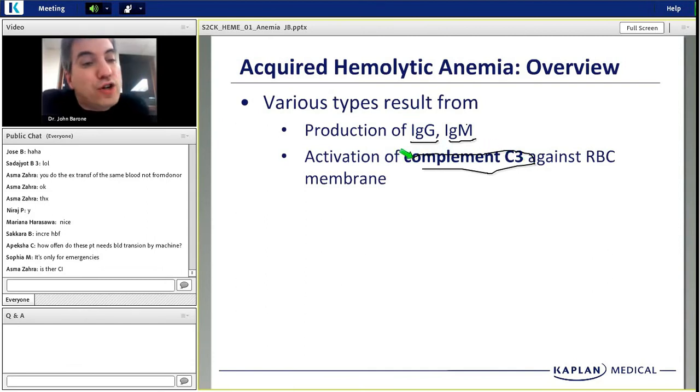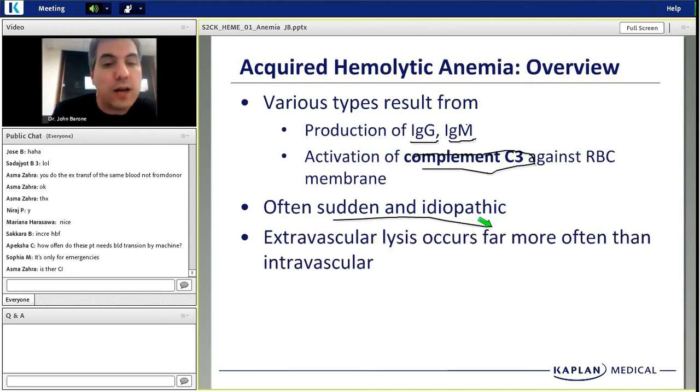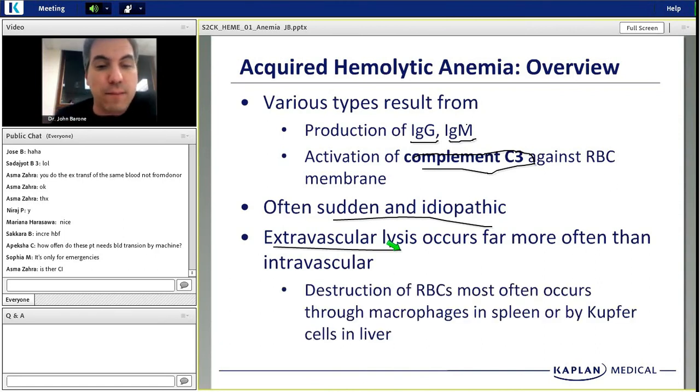C3b. Now, that usually gets cleared in the liver, by the way. C3 usually gets cleared in the liver. IgGs usually get cleared by the spleen. All right, now, when you have acquired hemolysis, it's usually sudden and idiopathic. We don't know why you get autoimmune. Now, it tends to be mostly extravascular. It's usually liver and spleen. That's where things get destroyed when they're coated with antibodies and C3. Again, it's macrophages in the spleen or the Kupffer cells of the liver. Liver, again, is more C3. IgGs are usually in the spleen.